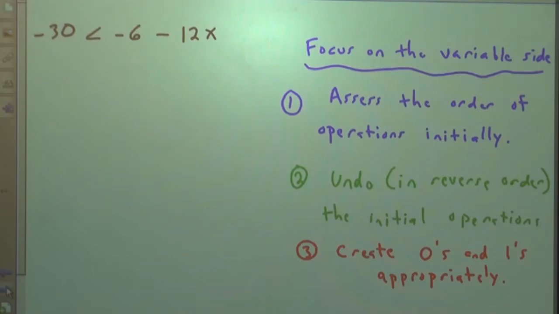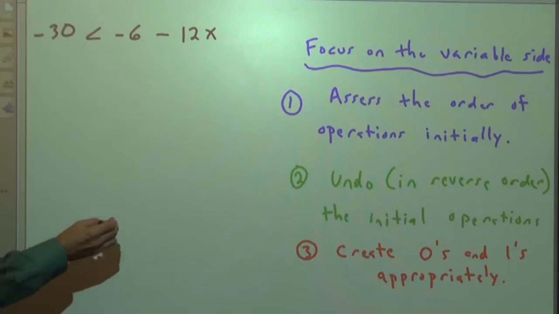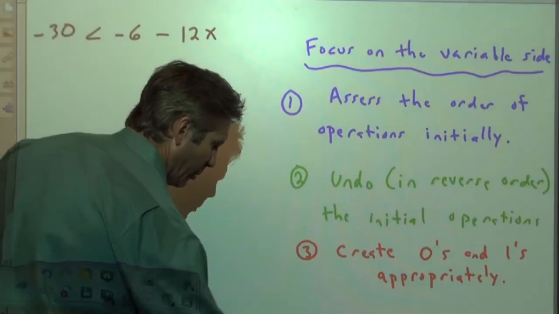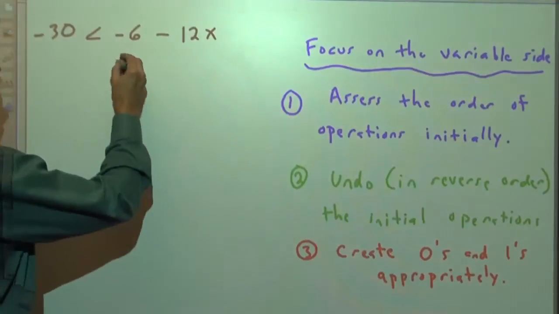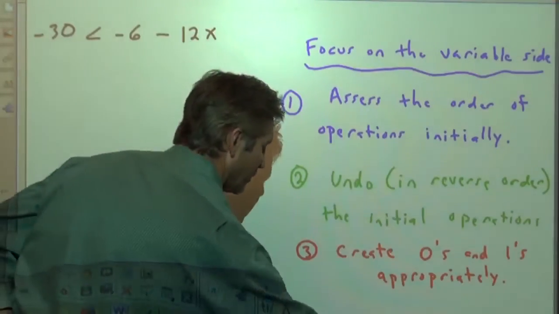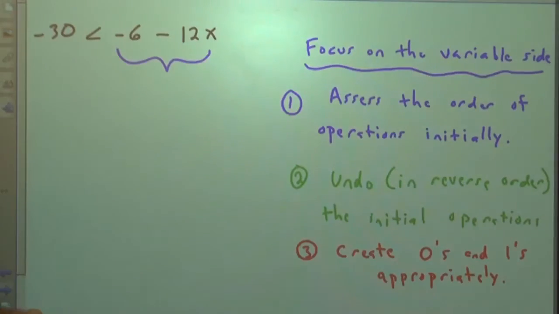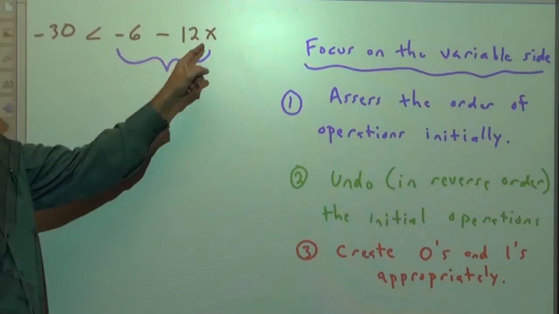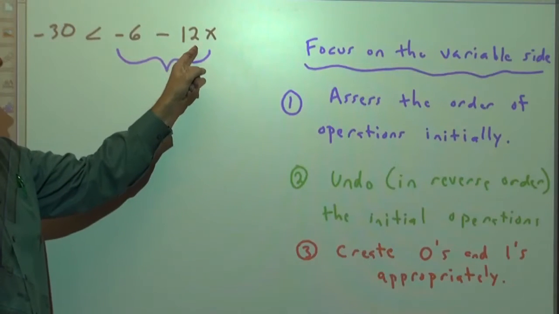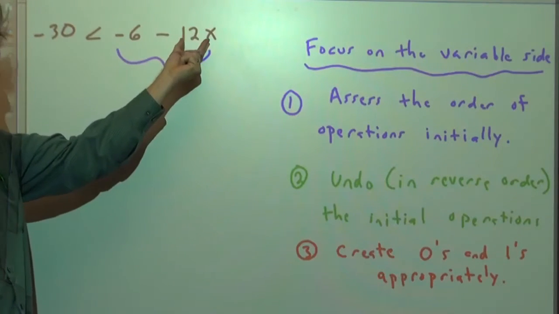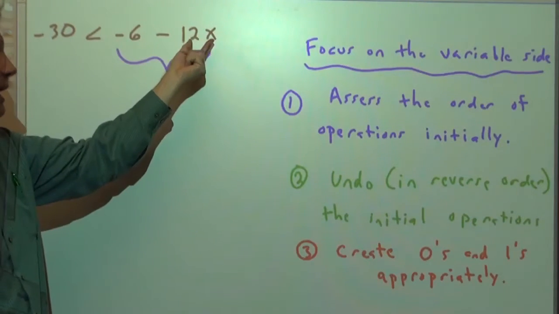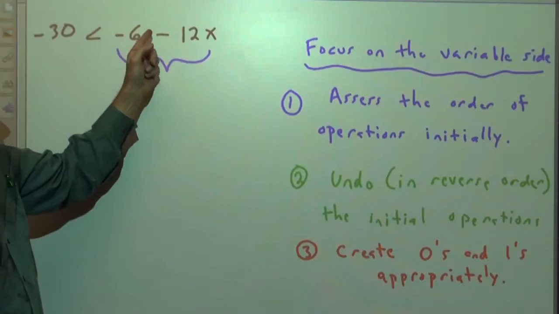Finally, let's do this puppy right here. Focus on the variable side. So if we look on the variable side, we've got, let's do it with the blue, we've got this going on. We took -6 minus the result that you got when you multiplied 12 times x. So you would have had to multiply 12 times x first to get that result, then do -6 minus that.